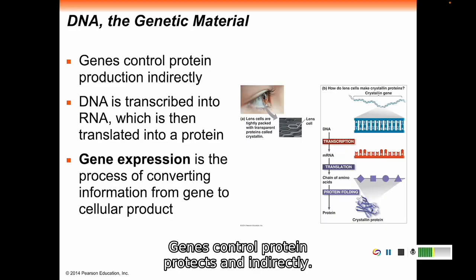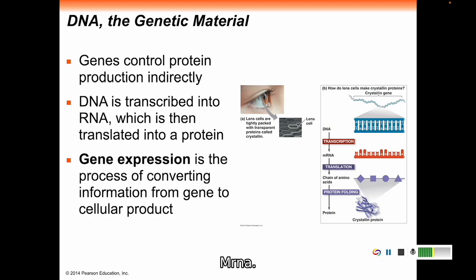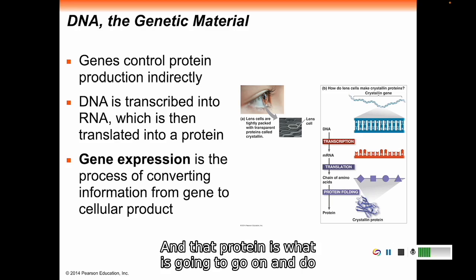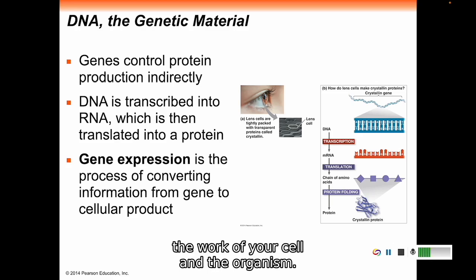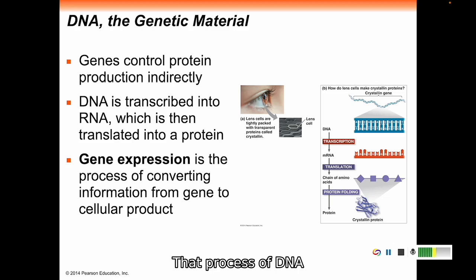Genes control protein production indirectly. DNA is going to control the production of mRNA, and mRNA is what is going to control the production of proteins. And that protein is what is going to go on and do the work of your cell and of the organism. That process of DNA creating mRNA is called transcription.